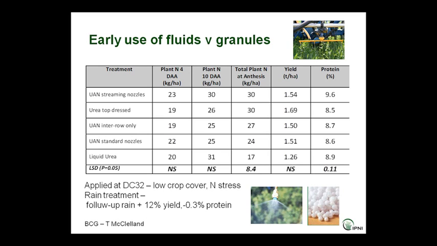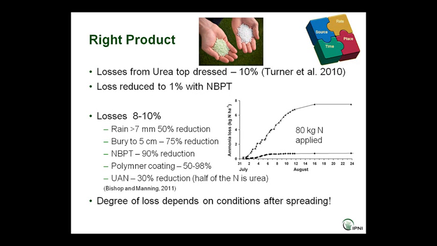Follow-up rain gave a 12% increase in yield, but it had a 3% decrease in protein. But the point here is that in terms of yield, it didn't matter whether you used UAN as streaming nozzles, UAN urea top-dressed, UAN only sprayed on the interrow with flat fan nozzles or fluids with flat fans. It didn't make any significant difference. There were differences in protein, and basically the highest protein came from the streaming nozzles. So it's all about the right product.